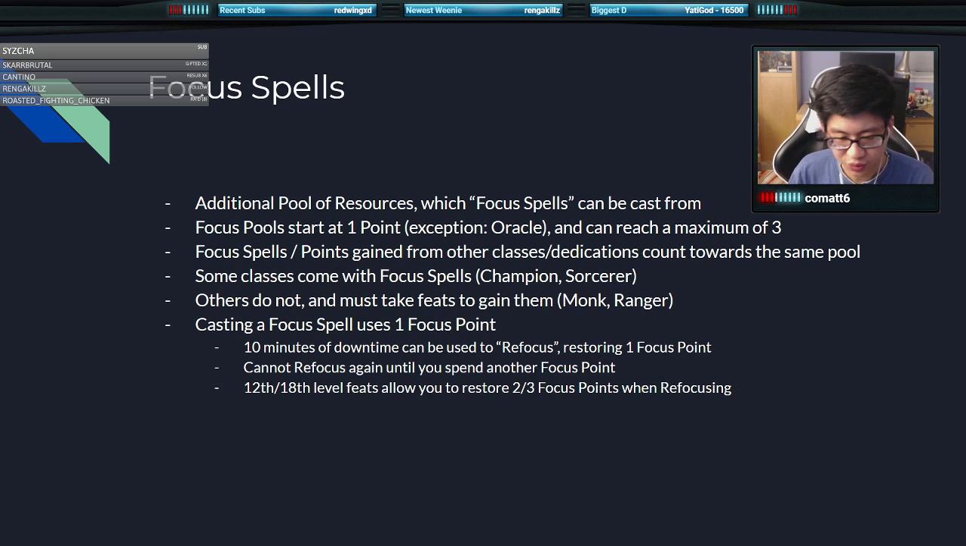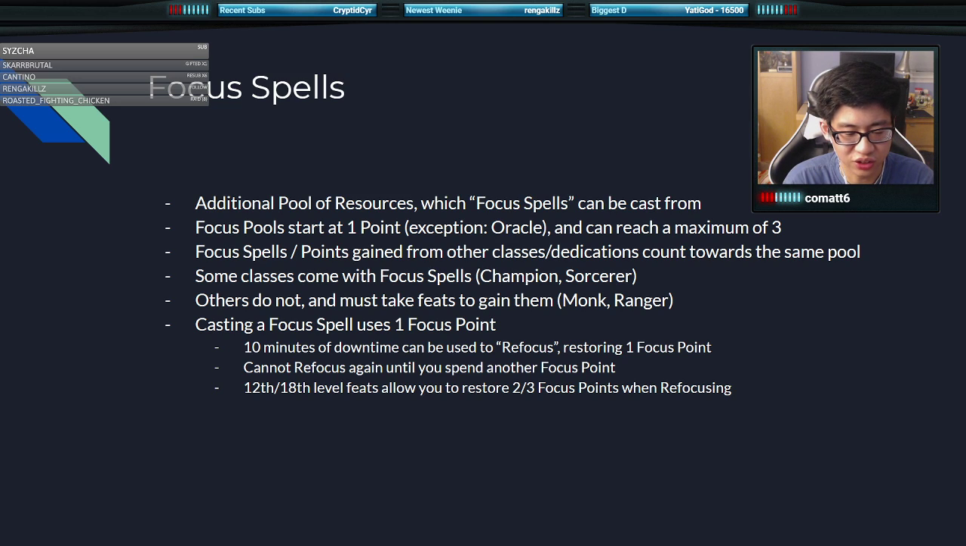Focus spells. Focus spells are a different pool of resources from spellcasting. In order to cast a focus spell, you must expend a point from your focus pool. Most focus pools start at 1 point, the exception being the Oracle and also the Maestro Bard, and can reach a maximum of 3. So if you took 5 feats that gave you additional focus spells, your pool would cap at 3. Focus spells that you would get, for instance Lay on Hands, from other classes or dedications, would count towards that same pool, and you would always use the relevant ability score modifier.